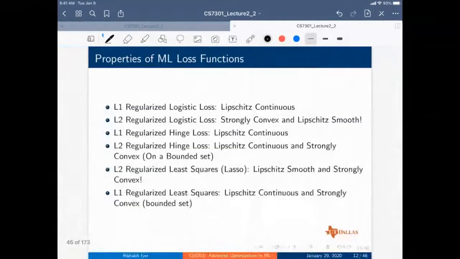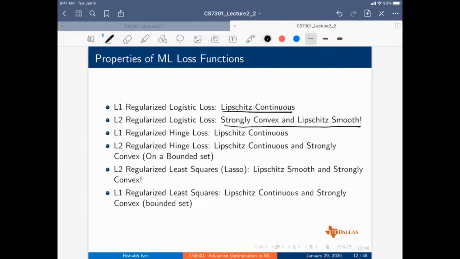So I think this part is fairly easy. You can now combine functions and argue about these properties. For example, L1 regularized logistic loss is Lipschitz continuous. L2 regularized logistic loss is going to be strongly convex and Lipschitz smooth, because logistic loss itself is Lipschitz smooth, and L2 regularization is also Lipschitz smooth. So the sum of them is Lipschitz smooth, and since one of them is strongly convex, the L2 regularized one is strongly convex.